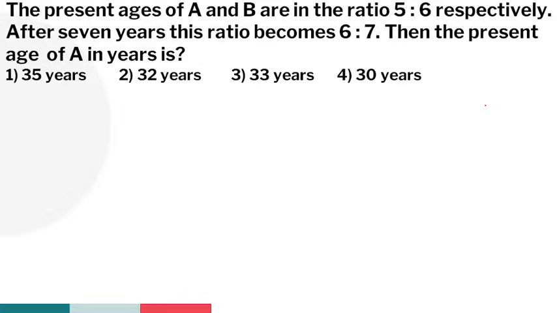The present ages of A and B are in the ratio of 5:6 respectively. After 7 years, this ratio becomes 6:7. Then the present age of A in years is? Simple question. What is the answer?